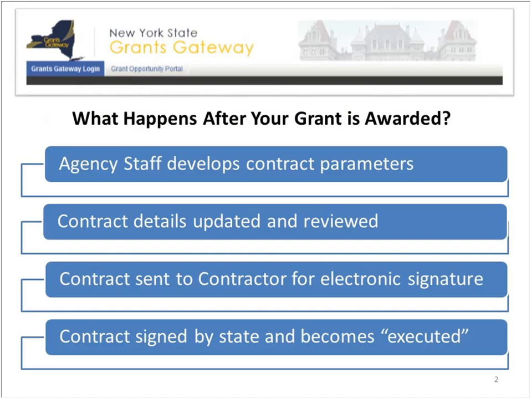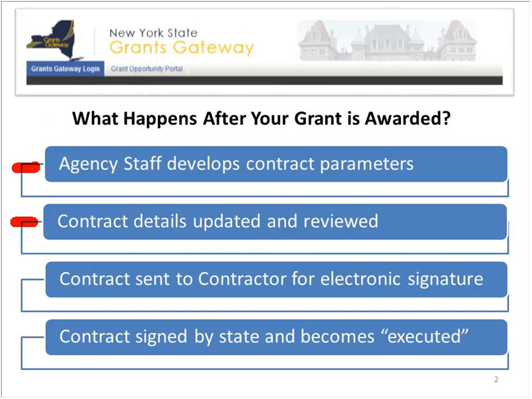So what happens after your grant is awarded? First of all, the agency staff develops contract parameters, things such as payment and claim information, reporting information, things like that. So they set that up in the background, and then they send it to you to get it updated. And that's just kind of the second step here.